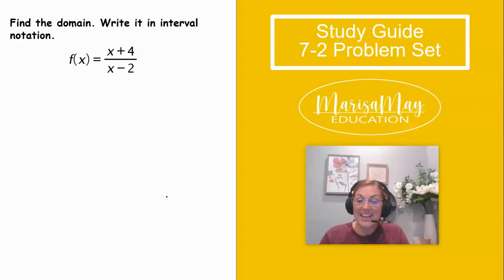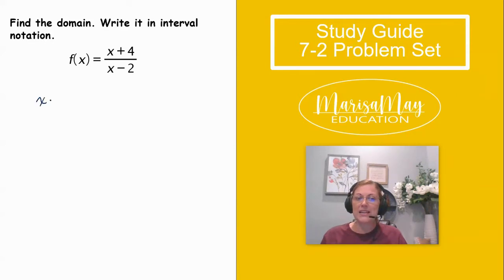Hi there. In this video, we're going to look at writing the domain of this rational function. Now, rational function is just a phrase that means we have a function who has a fraction in it, and that fraction has a variable in the denominator. So one thing we want to focus on with this domain is that denominator cannot be equal to 0.